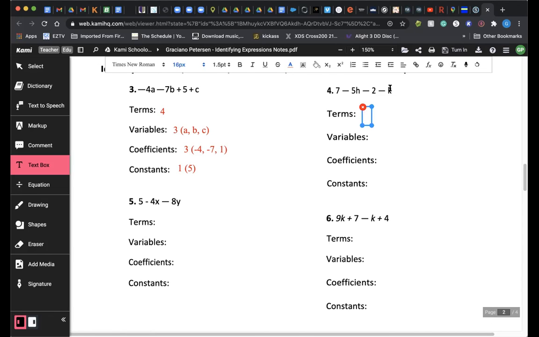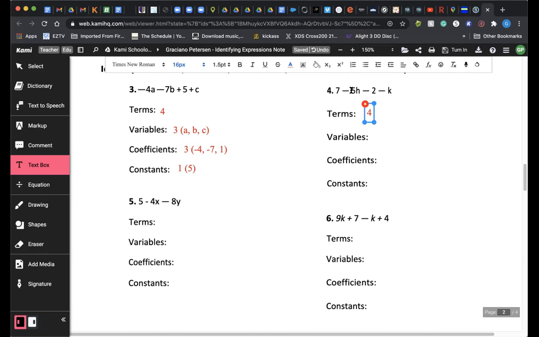So those are not your terms, right? Your terms is everything that you see. Each one that you see up here is a term. So 7 is a term, negative 5H is a term, 2 is a term, and negative K is a term. So there are 4 terms. Each individual piece is a term. I thought when you didn't see a number for K, that means it's 1. Those are your coefficients. That's a different thing.